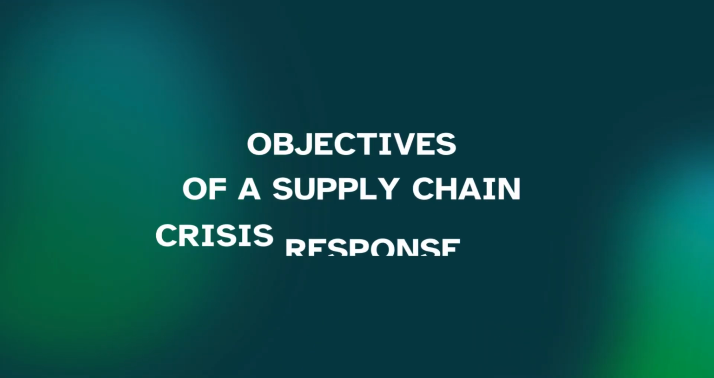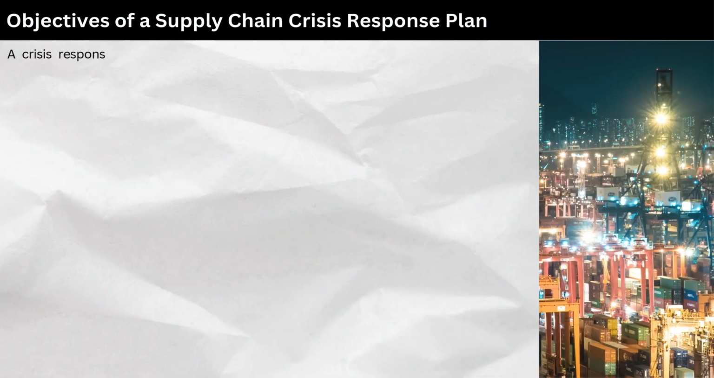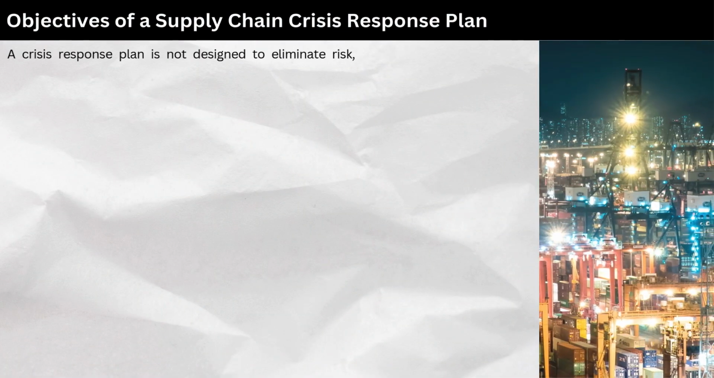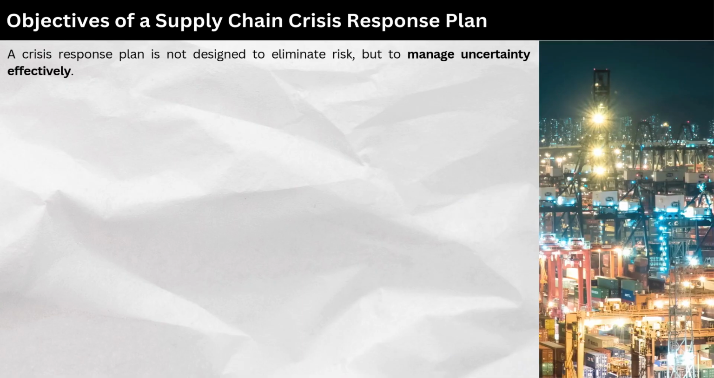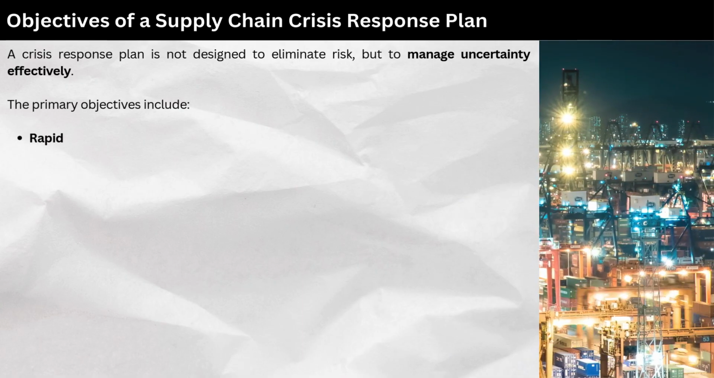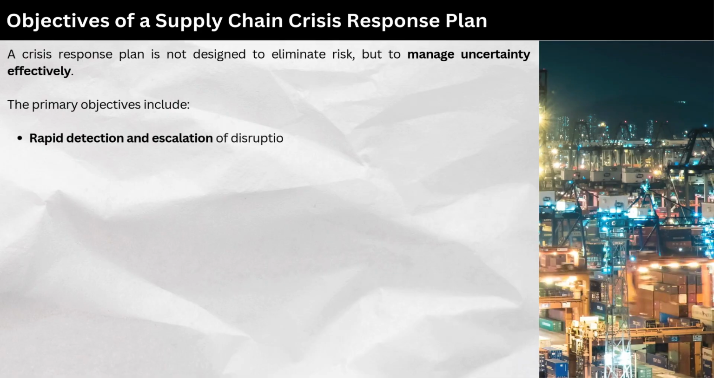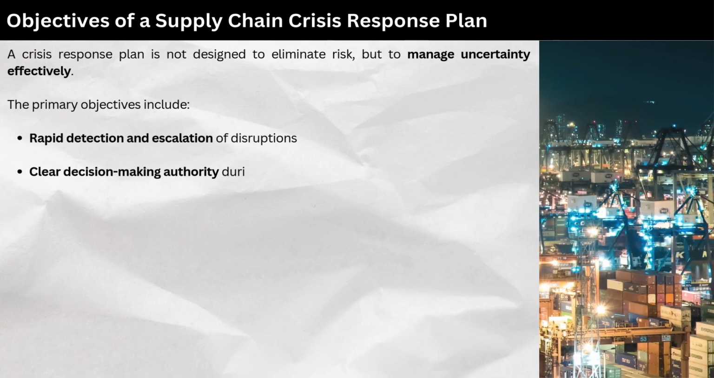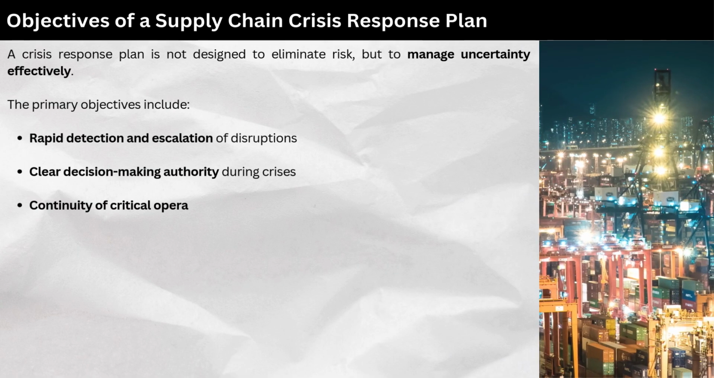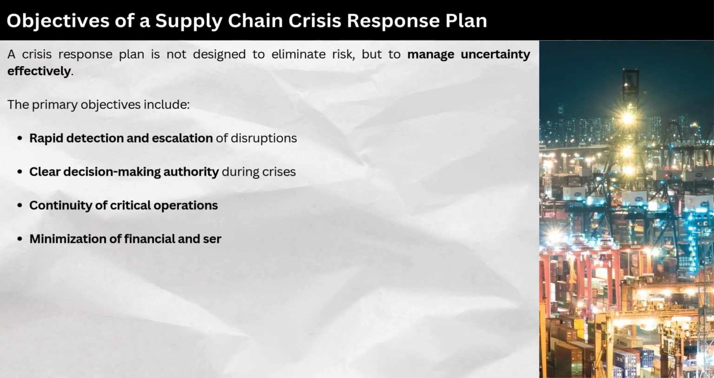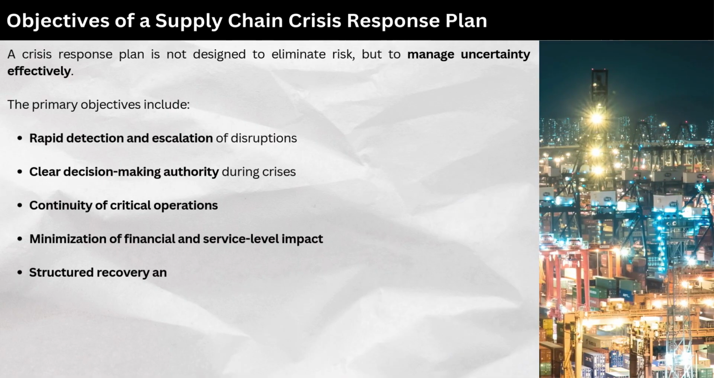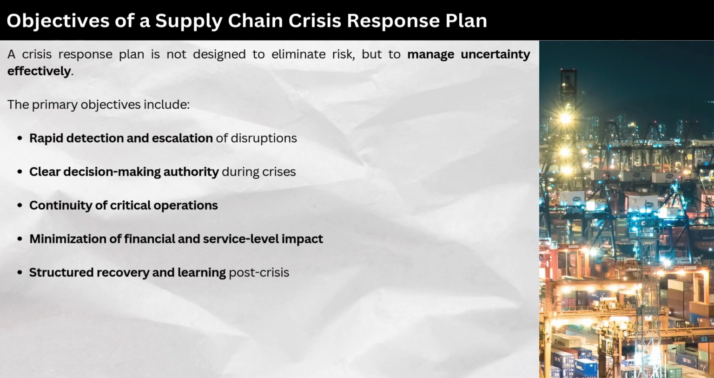Objectives of a supply chain crisis response plan. A crisis response plan is not designed to eliminate risk, but to manage uncertainty effectively. The primary objectives include rapid detection and escalation of disruptions, clear decision-making authority during crises, continuity of critical operations, minimization of financial and service-level impact, structured recovery, and learning post-crisis.